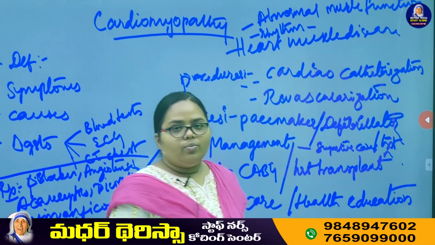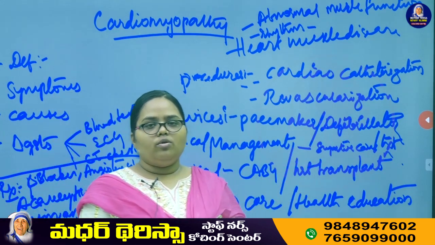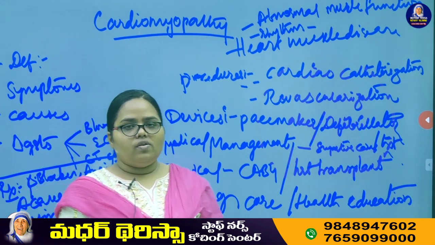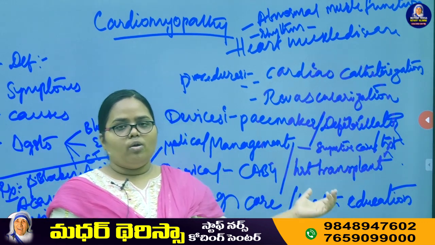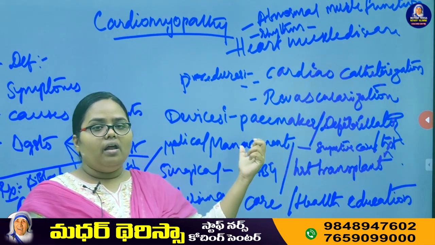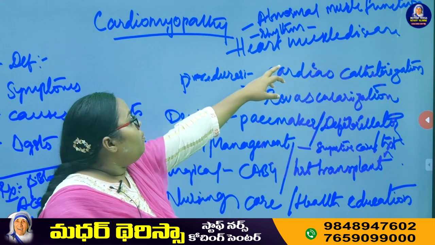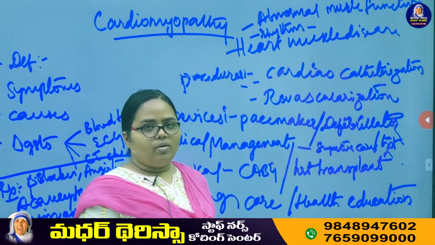What are the two nodes we can see? What is the SA node and also the AV node? The SA node is the sinoatrial node, and also the atrioventricular node. These nodes help the heart to pump the blood easily, and also help the heart to function in a mechanical way. Okay.